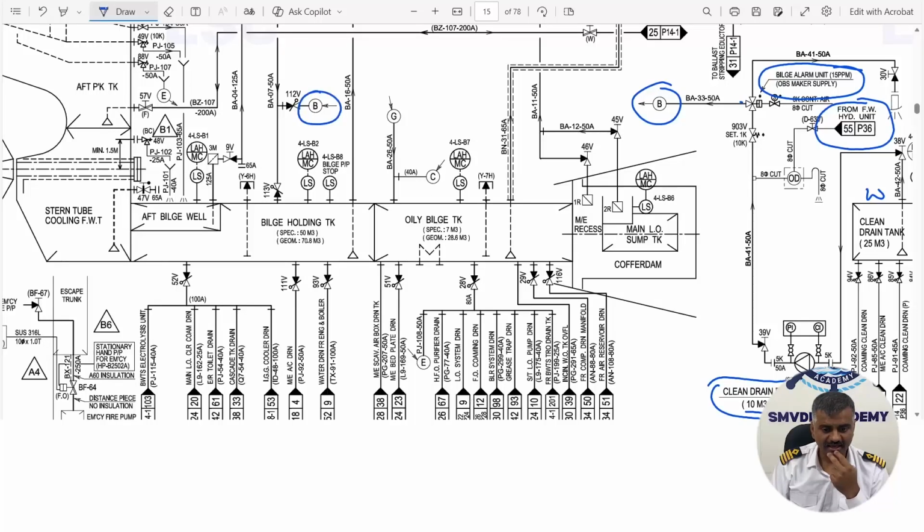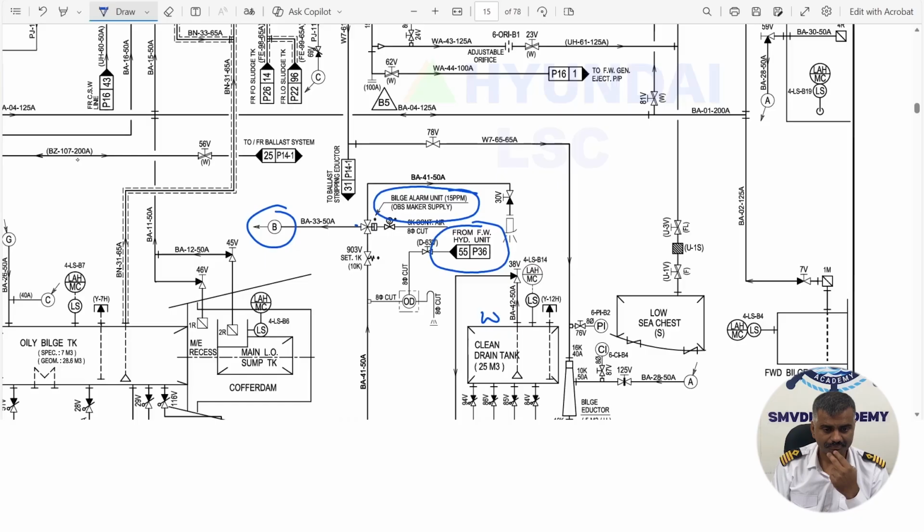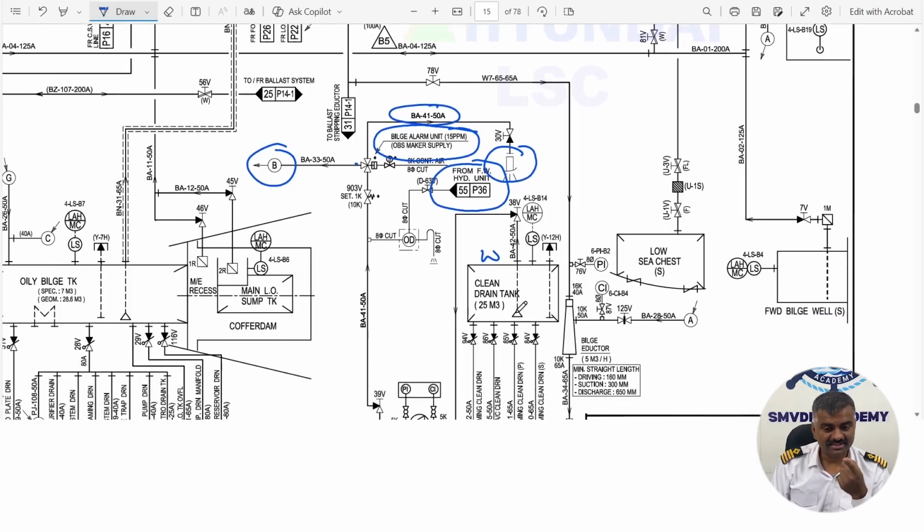If it is having oil content, you can see bilge alarm unit 15, it will give an alarm and send it back to the bilge holding tank. And if it is less than 15 ppm, through the BA line 41, it will send it overboard. So this symbol here is an overboard symbol. So apart from OWS, this system also has a clean drain tank which can discharge directly into the sea with the help of the bilge alarm unit.